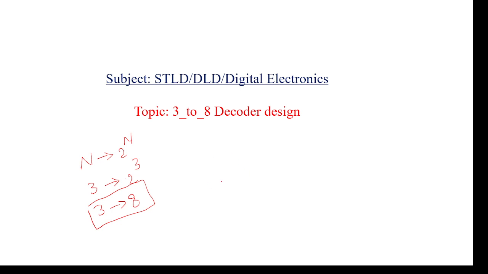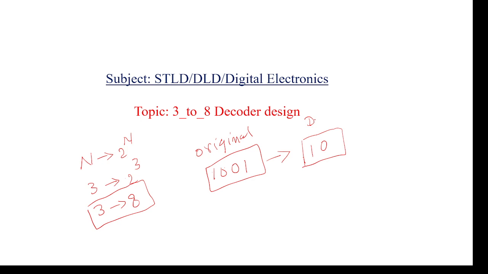I'll tell you one example. Here I have a message, the original message, 1010 1001. This is my original data. For security reasons or any other reasons, this original data is encoded into, for example, 10. So this is an encoded form. This is an encoder.